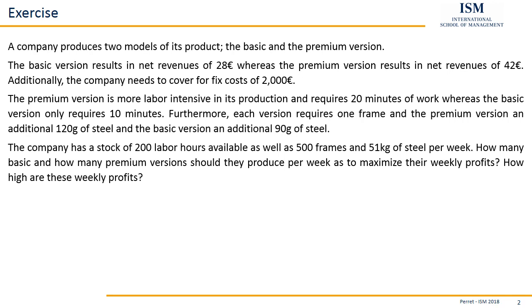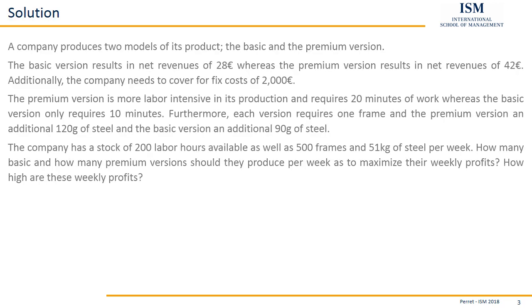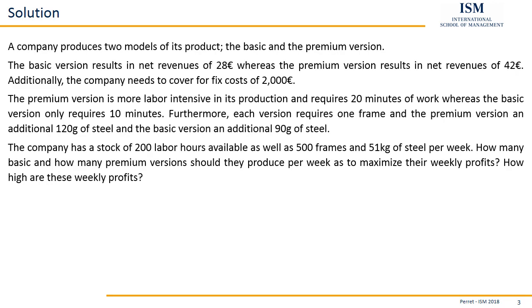So let's work our way through this exercise step by step. First we copy it. Now we take a look. The first step always is finding out which aspects we can actually influence. So what are our decision variables?